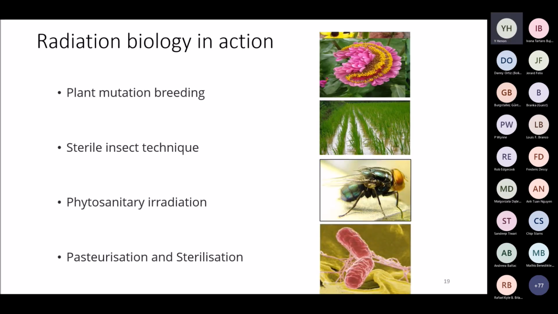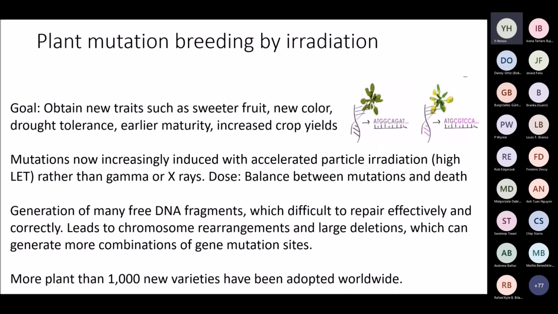So we're going to talk about plant mutation breeding. You see on the top right flowers that are the result of mutation breeding. It was not commercialized, but you can get interesting things. We'll talk about the sterile insect technique, phytosanitary irradiation, and finally, the classic application of irradiation, which is pasteurization and sterilization. So what is plant mutation breeding?